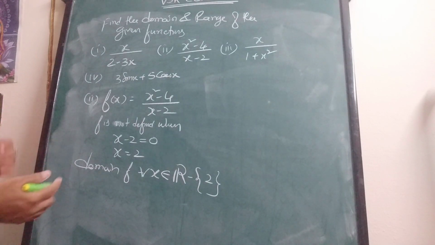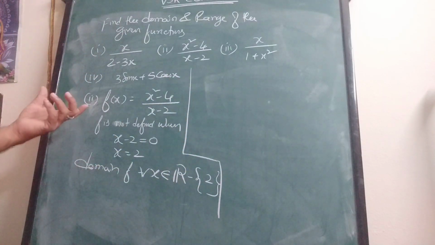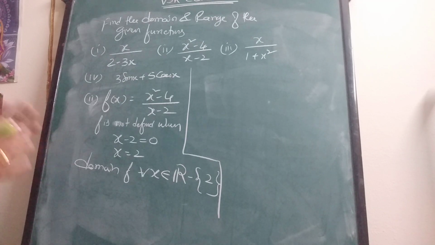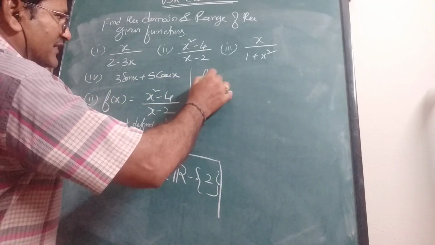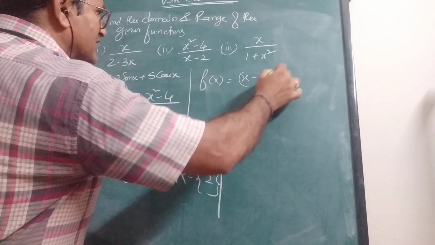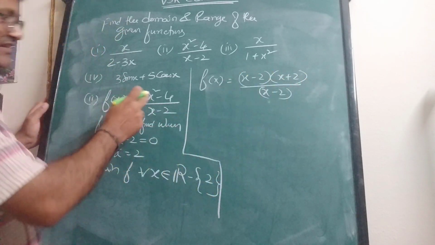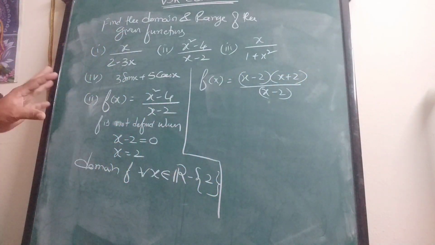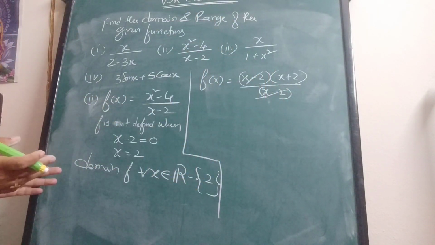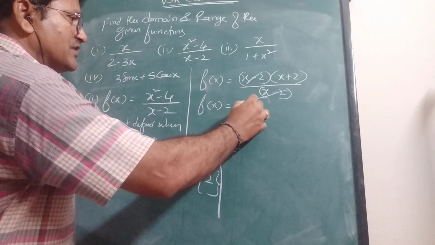Okay. Now we'll go for the range. The range for this function is totally different. Remember this once again. Now f of x is equal to x minus 2 into x plus 2, over x minus 2. I am splitting the numerator with plus and minus, so I can cancel this one. Now we got f of x is equal to x plus 2.